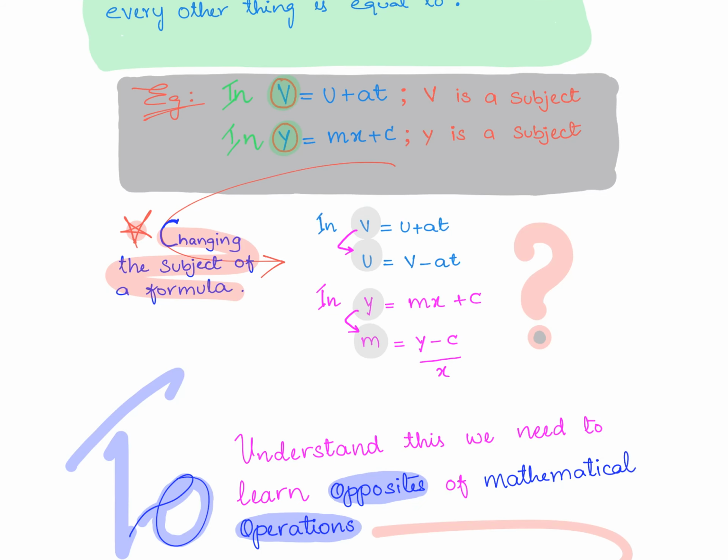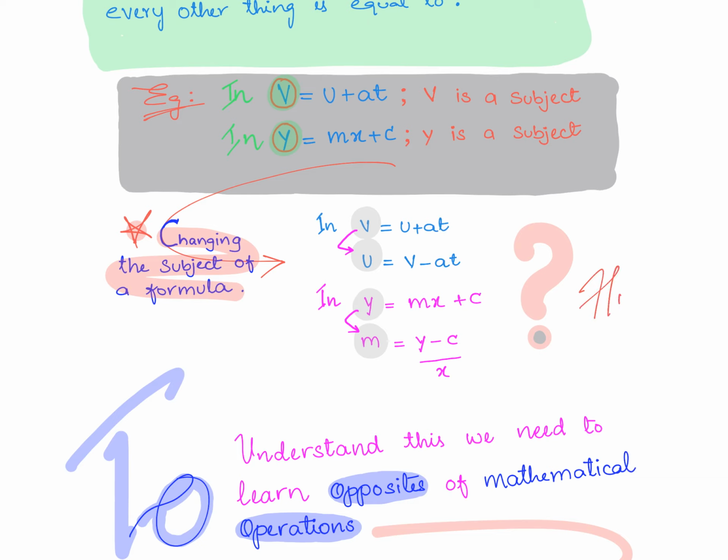Can the subject of a formula be changed? Yes, of course. For example, in the equation v equals u plus at, v is the subject of the formula, whereas if I want to make u the subject of the formula, then u will be equal to v minus at. And if we come to the equation y equals mx plus c, if I want to make m the subject of the formula, then m will be equal to (y minus c) by x.